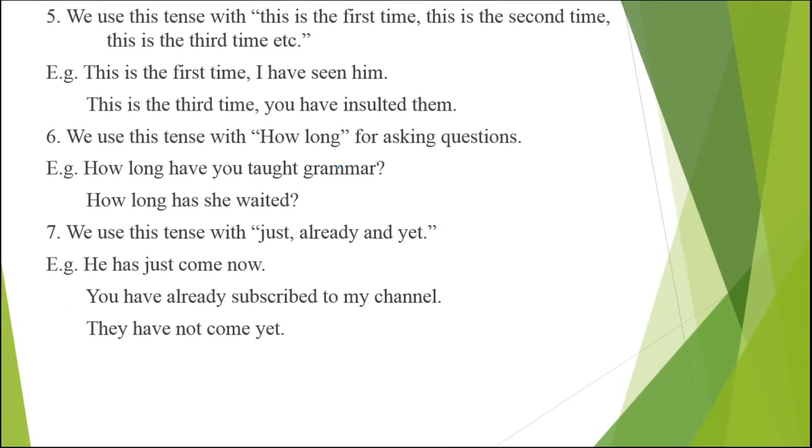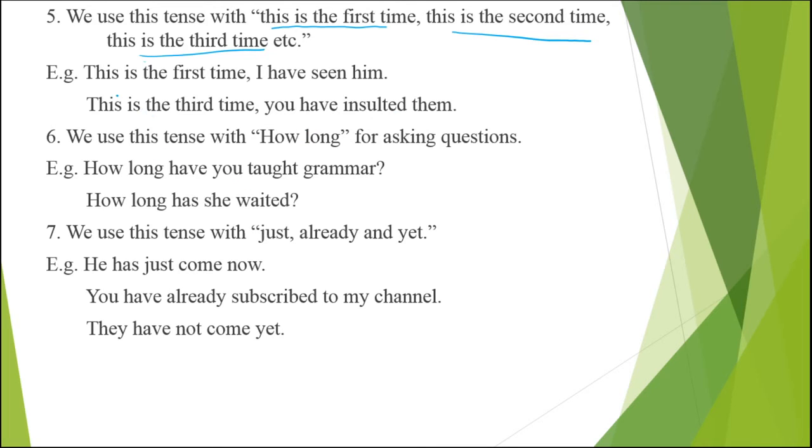We have got usage number 5, that is known as, we use this tense with this is the first time, this is the second time, this is the third time, this is the fourth time, this is the 1000th time, this is the 18th time, this is the 50th time, whatever you call. You will be using these expressions in this tense.